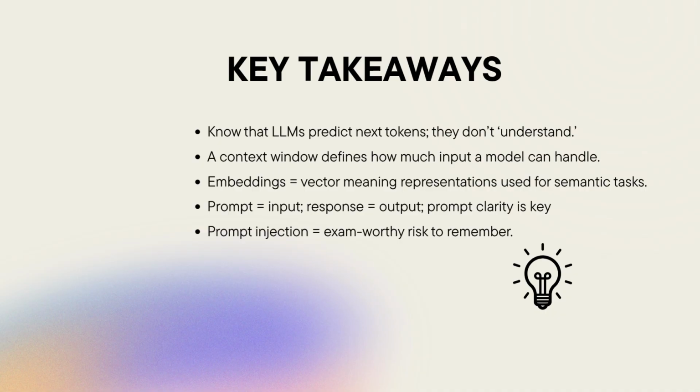To summarize, LLMs, or large language models, operate by predicting tokens within a context window. Embeddings convert data into vectors that capture meaning, enabling advanced functions like semantic search, and prompts shape the responses we get from these systems, but they also carry risks such as prompt injection. You've now got a solid foundation in how LLMs process tokens, how embeddings capture meaning, and how prompts shape model behavior, along with the security risks to watch out for.